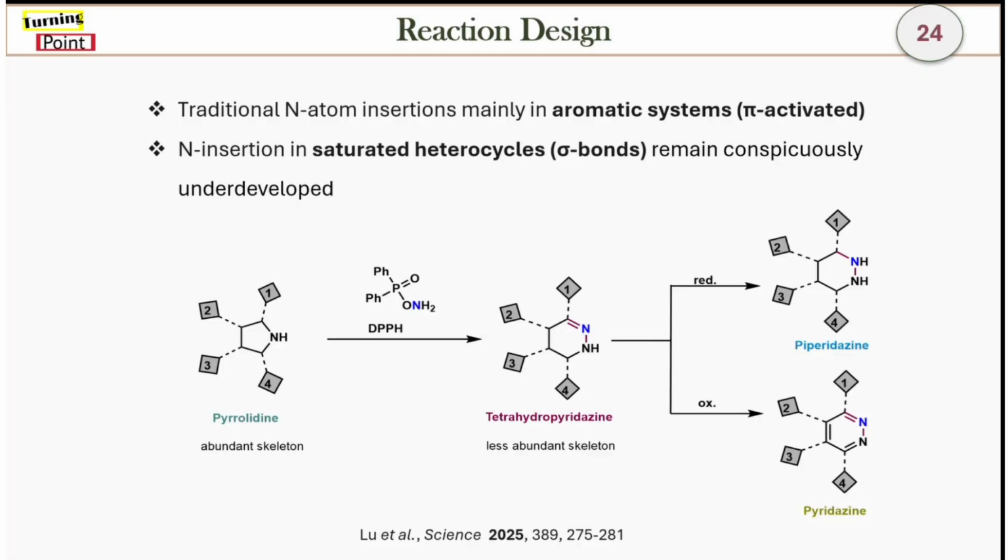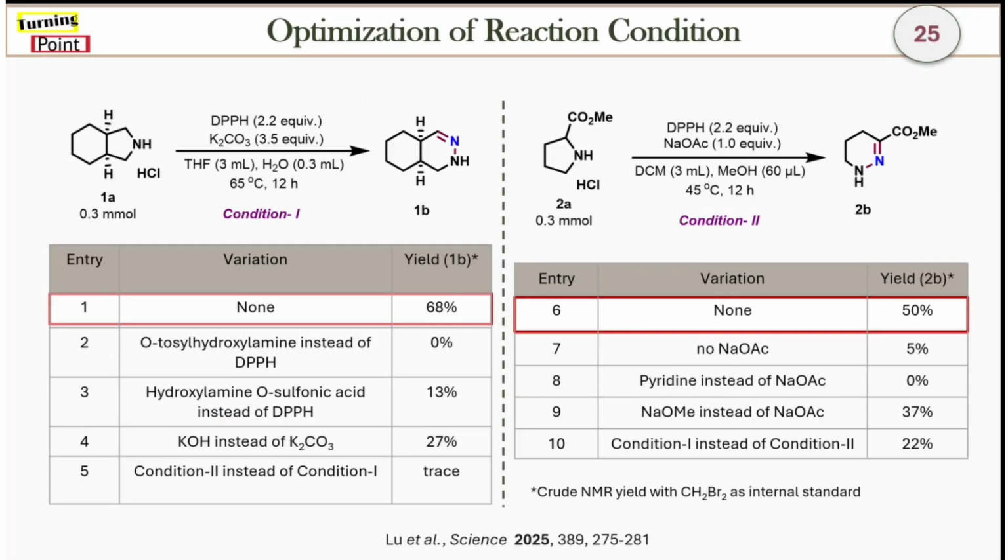After developing the method, they started optimizing their conditions. In the first condition, we can see that when there is no deviation from their standard condition, they got a 68% yield. And when they changed the base to KOH, which is a stronger base, instead of K2CO3, their yield decreased. So from here they concluded that their method may be dependent on the strength of the base. In another condition also, when there is no deviation, they got the highest yield, which is 50%. And when they applied the cross conditions in both cases, it did not give a good yield.